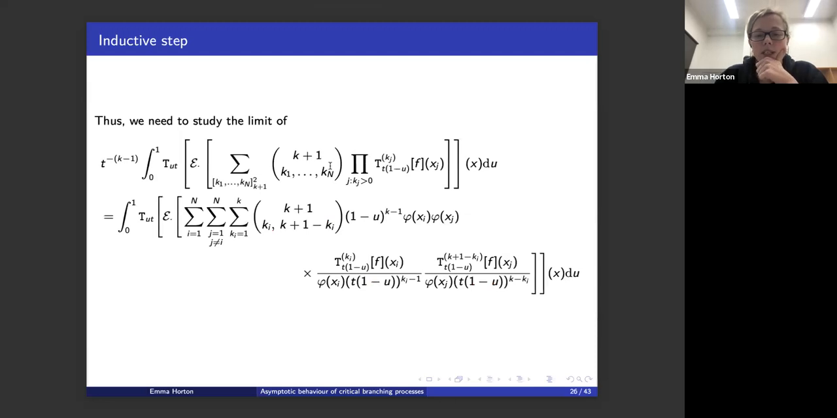So because we only see two of them positive, I can rewrite this sum as the sum over choosing my first index i for one of the elements of the n-tuple to be positive, and then the sum over the second one that I choose to be positive. And then I sum over the possible values that the first of these terms ki can be, between 1 and k.